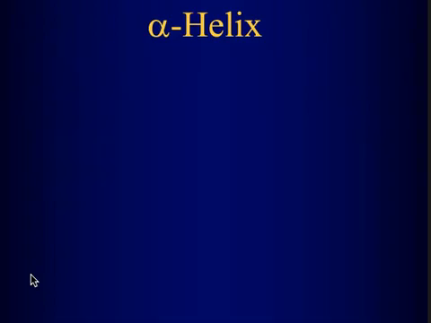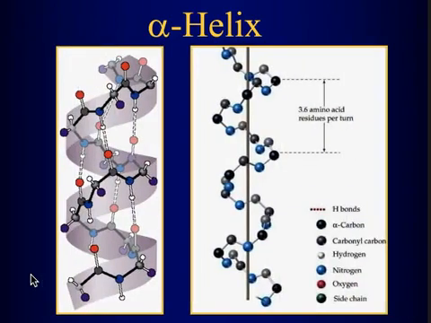Alright. So these alpha helixes, we said, are coiling into twists. Each one has about 3.6 amino acid residues per turn. So every 3.6, so 3 2/3 amino acids, I'll have one turn of our alpha helix.